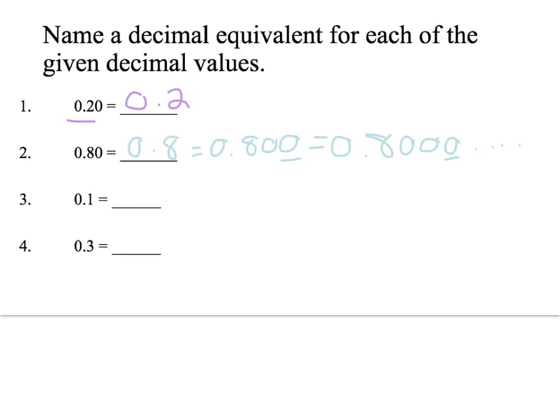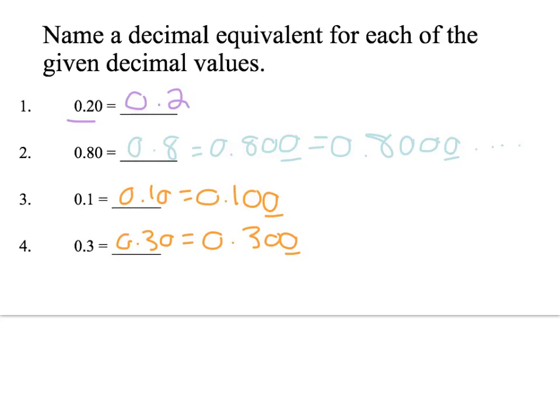Popular answers for the next 2 problems. You may have added a 0 to make that 10 hundredths, or even 100 thousandths. In problem 4, 30 hundredths would be a popular answer. You may have chosen to do 300 thousandths, and so on. The answers continue.